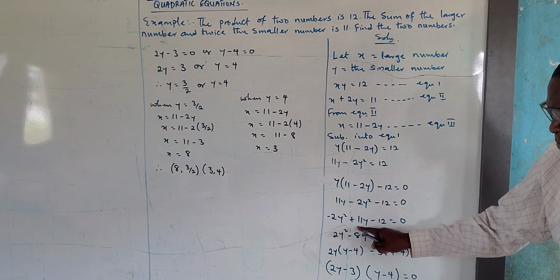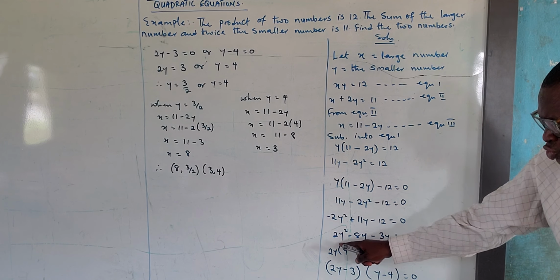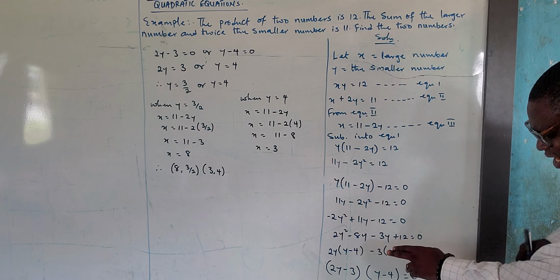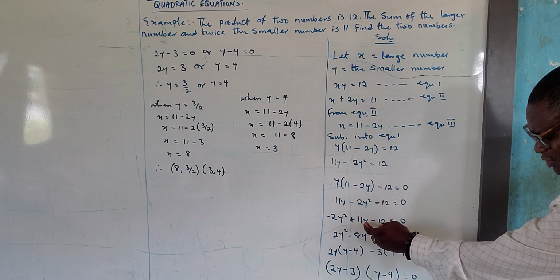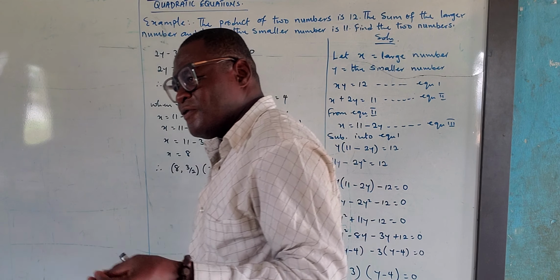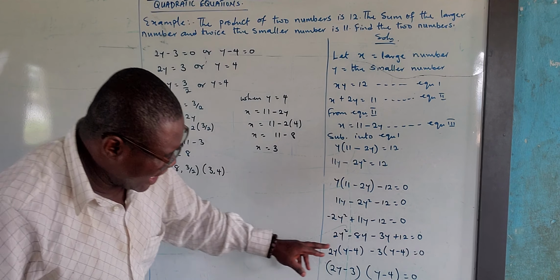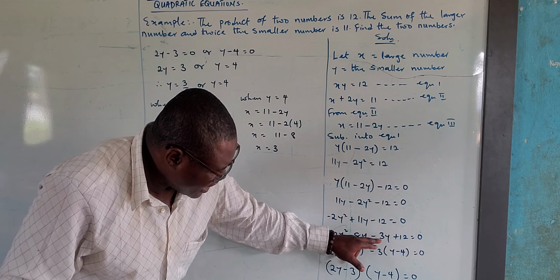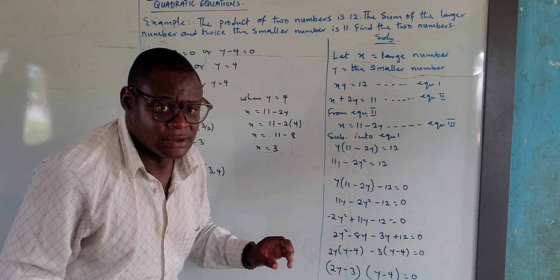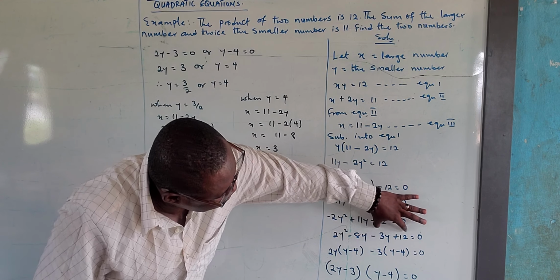Minus 2y squared plus 11y minus 12 is equal to 0. What we now need to do is look for the product of 11 and the sum of 12. If you are going to look for that, we now have 8y and 3y. So from here, we can bracket this and bracket this.